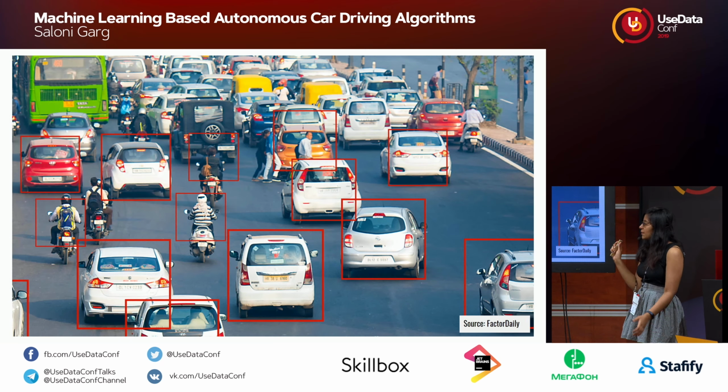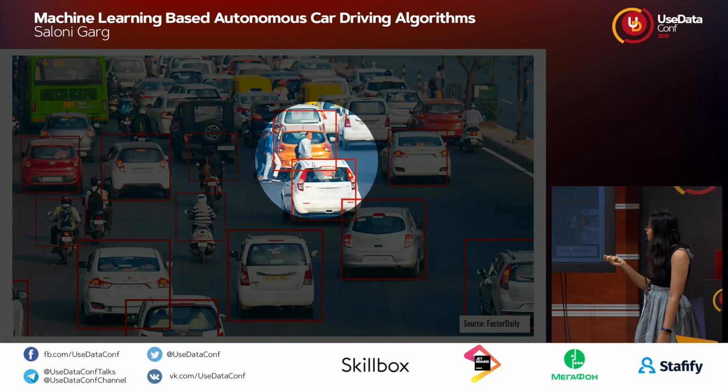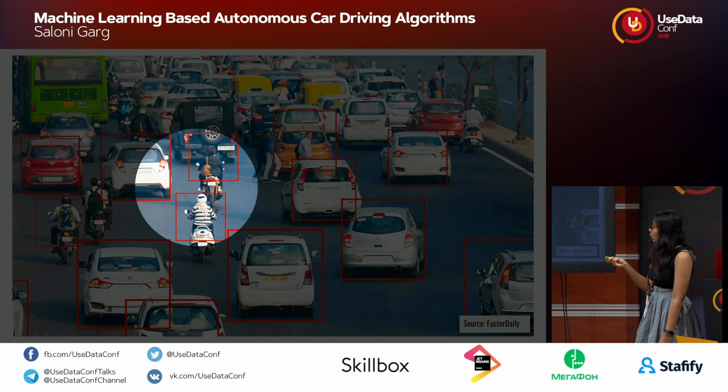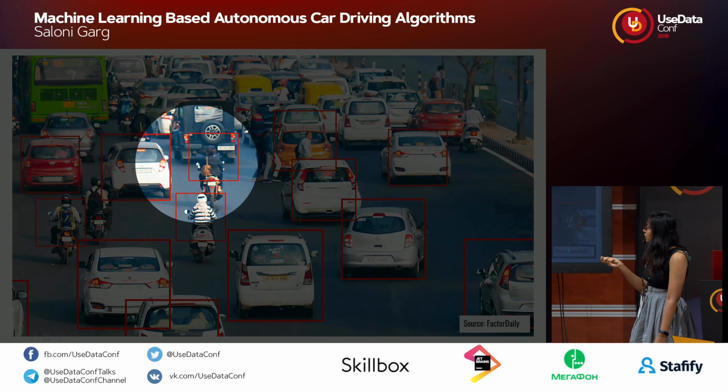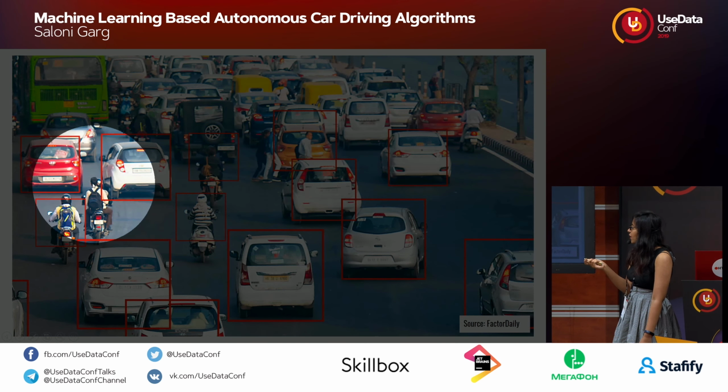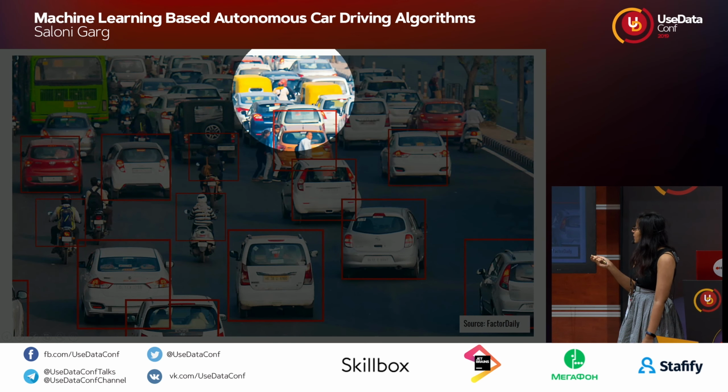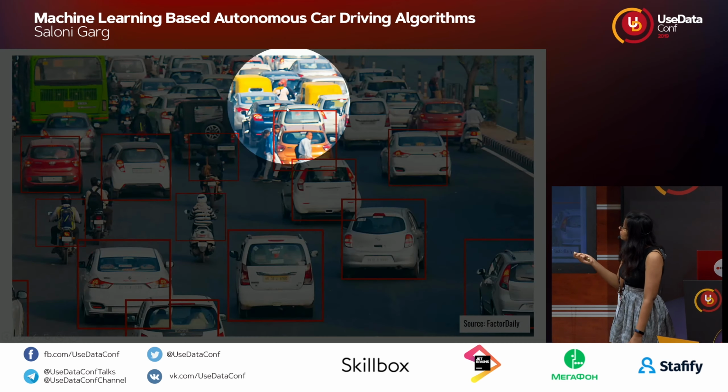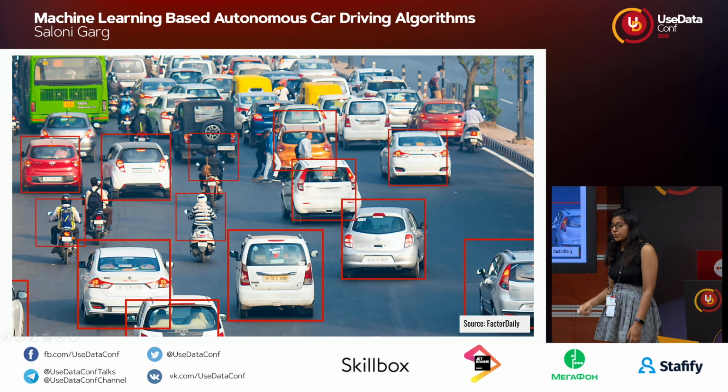This is a simple output we got from YOLO. You see these bounding rectangles on everything: on a person, on a scooty, on a car, or also on trucks and autos, everything. So this is basically YOLO detecting objects.